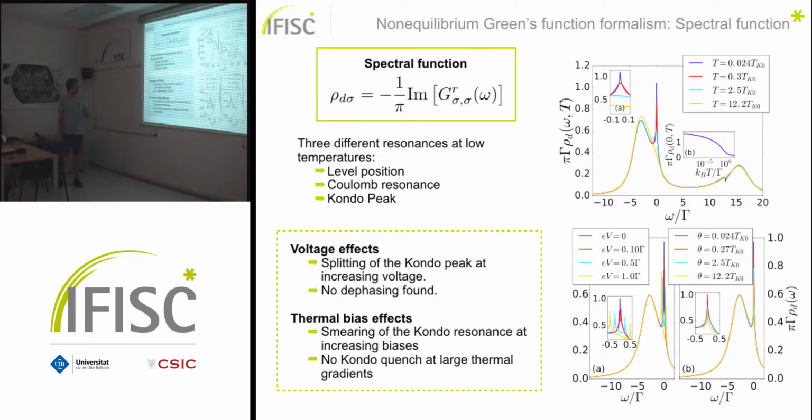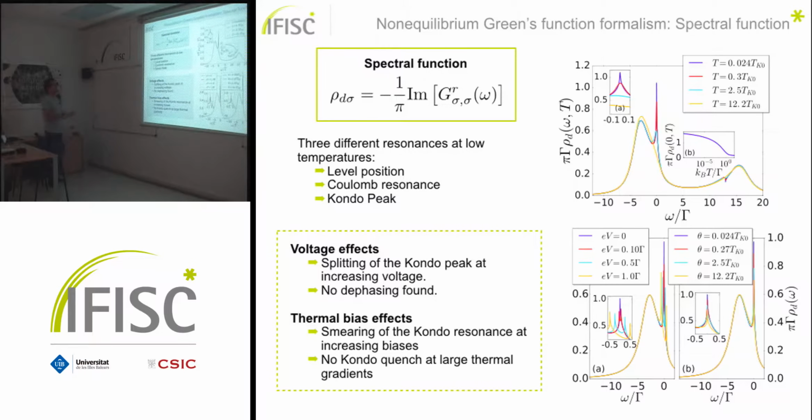The voltage effects: one of them is a splitting of the Kondo peak as expected, but we don't find dephasing. The peaks don't get destroyed at large voltages. This is a drawback of the model, but anyway, qualitatively it is what we expect. And for the thermal bias effects, we have a smoothing of the Kondo resonance at a large thermal bias, but we don't have the Kondo quench that I have shown before. For the same reason, we don't have dephasing.